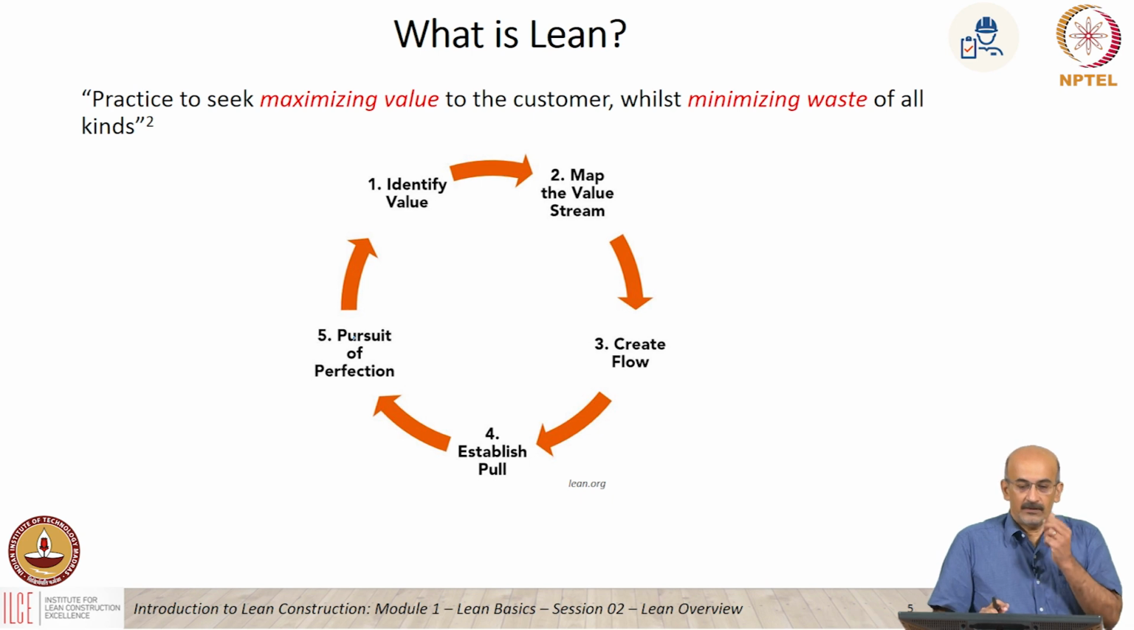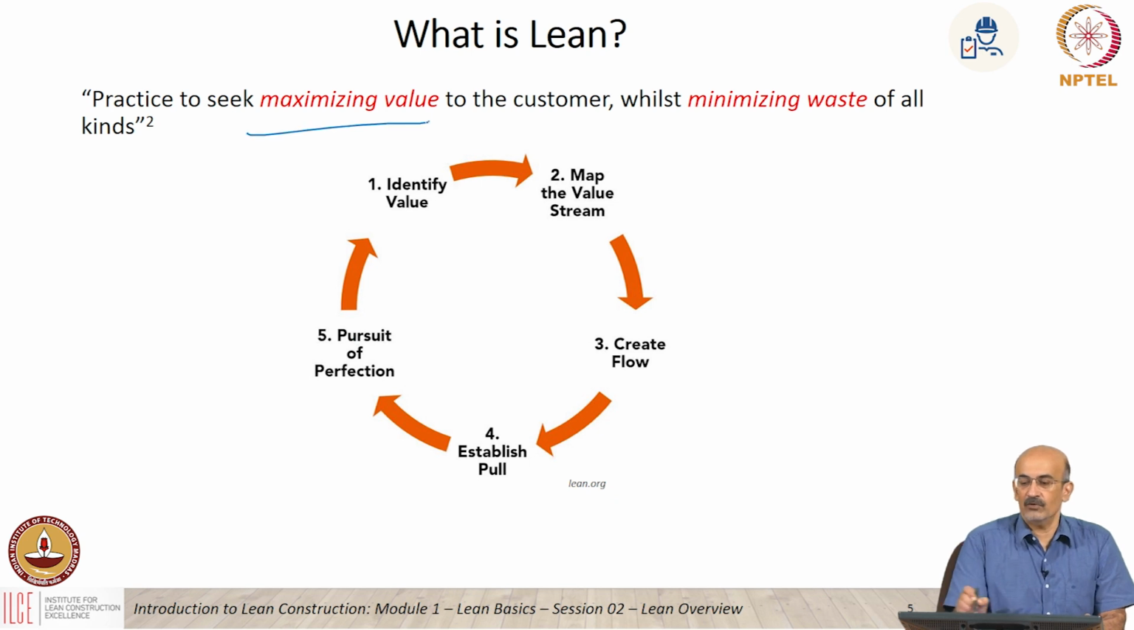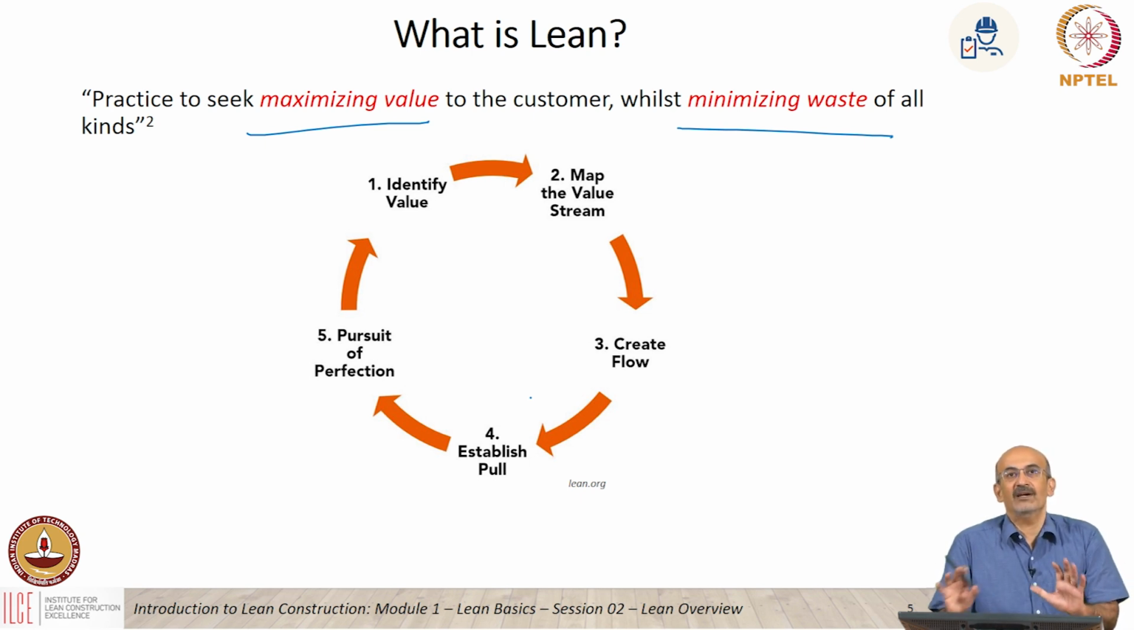Now, in addition to this, if you wanted a definition for Lean, it is basically to maximize value while minimizing waste. While the principles here don't explicitly talk about waste, minimizing waste is embedded in all of this.